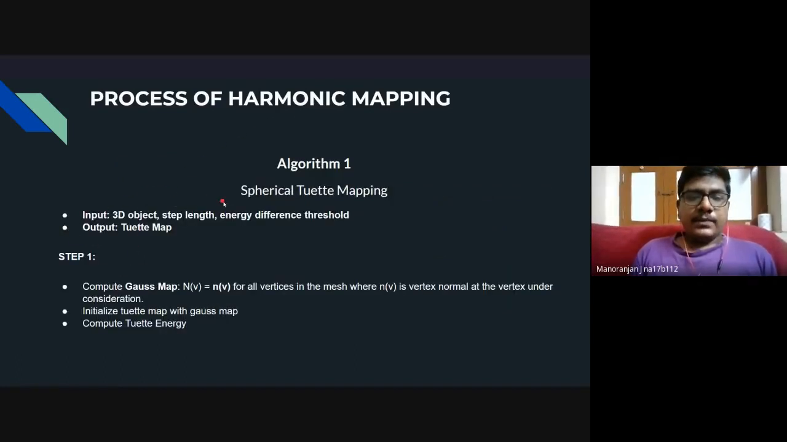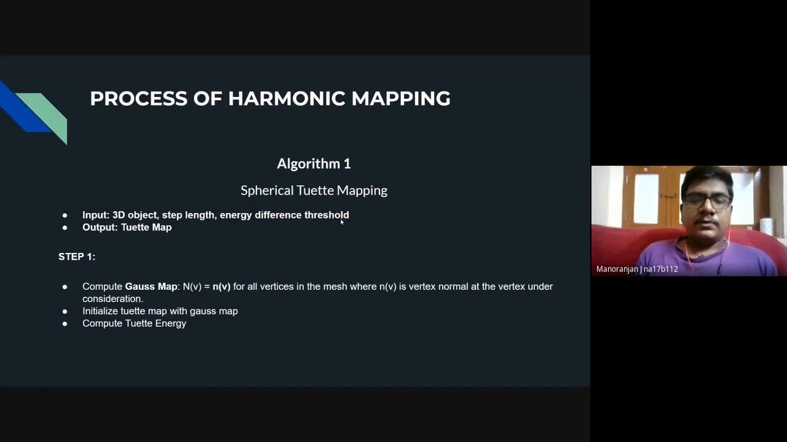So as for computing the harmonic map itself, the paper that we saw before suggests two steps. One they call the Tewart map, and the next part uses the Tewart map to compute the harmonic map. So first we'll be looking at how we are computing the Tewart map. The overall algorithm can be put in this way.